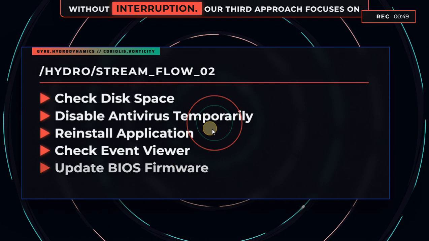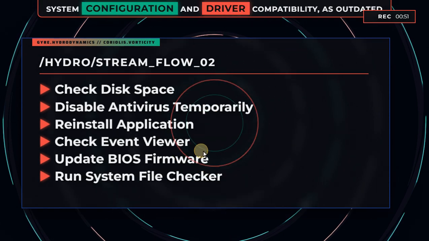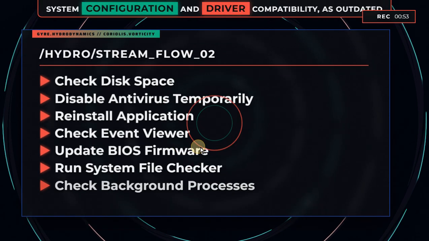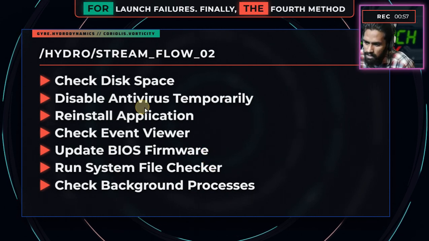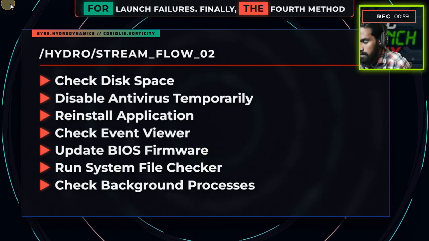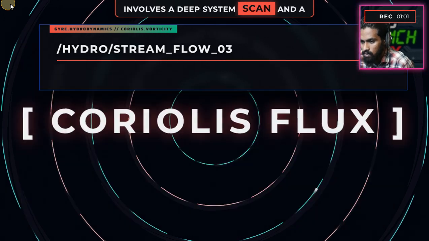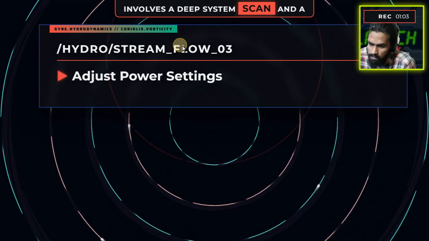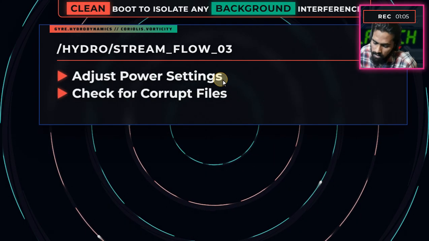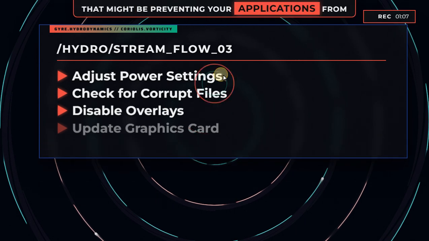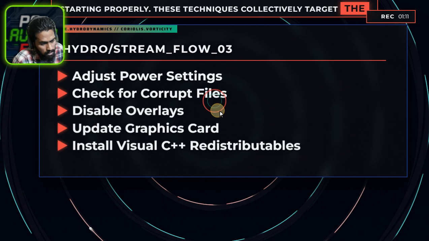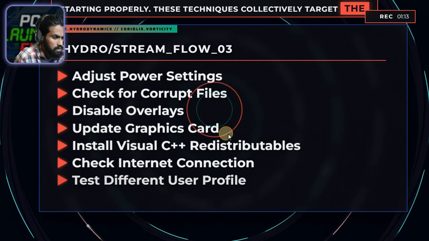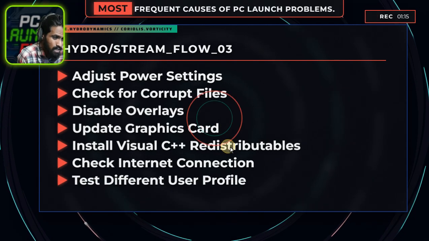Our third approach focuses on system configuration and driver compatibility, as outdated or incorrect drivers are a common culprit for launch failures. Finally, the fourth method involves a deep system scan and a clean boot to isolate any background interference that might be preventing your applications from starting properly. These techniques collectively target the most frequent causes of PC launch problems.